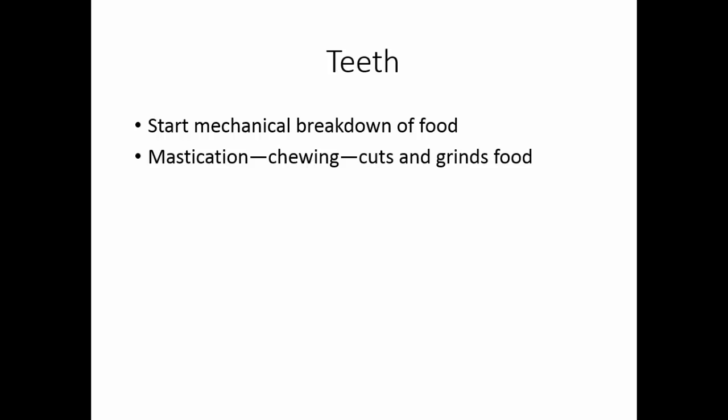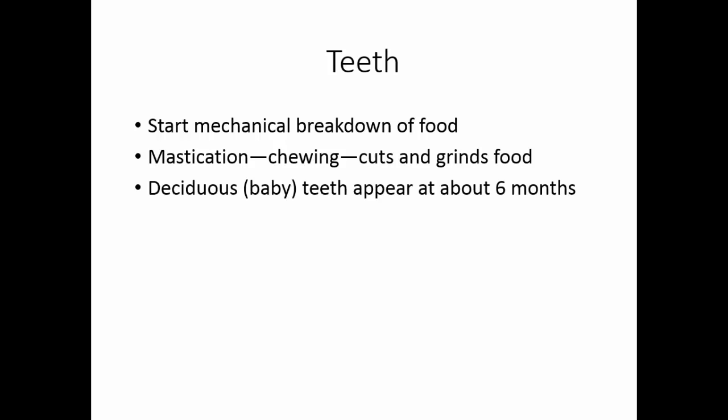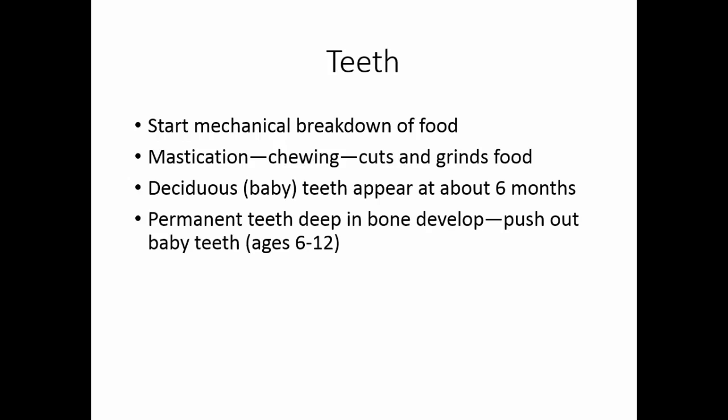The teeth are located in the mouth, and it is the teeth that start mechanical breakdown of food. Mastication, or chewing, cuts and grinds the food. Everyone has two sets of teeth. The deciduous or baby teeth start to appear at about 6 months. Permanent teeth are developing deep in the bone sockets of the jaw. They push out the baby teeth between the ages of 6 and 12.